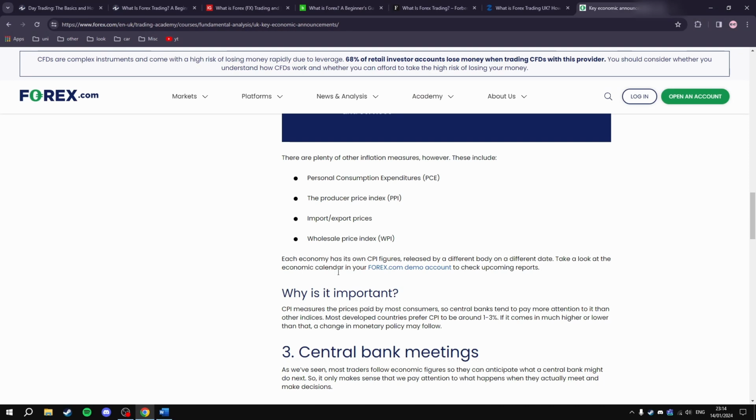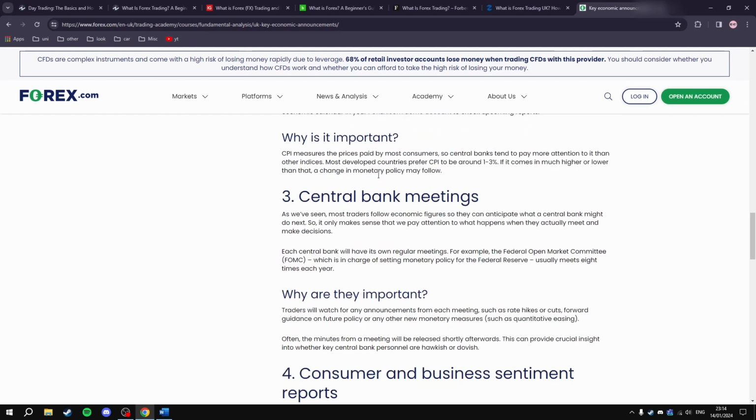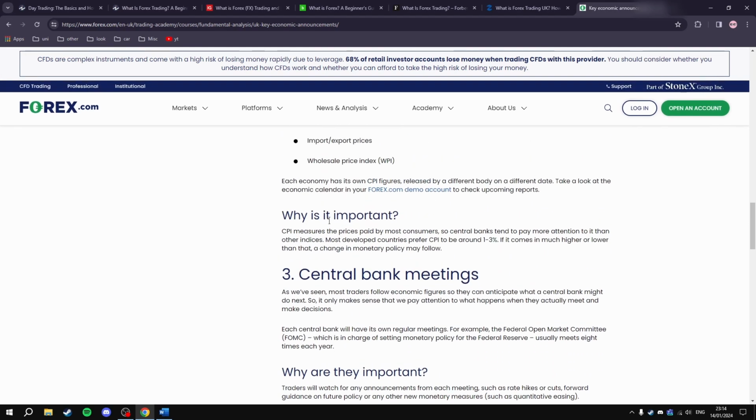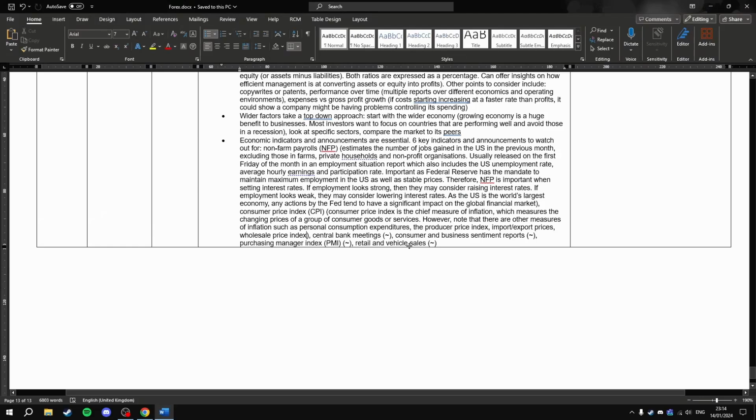Each economy has its own CPI figures released by a different body on a different date. Take a look at the economic calendar in your Forex.com demo account to check upcoming reports. Why is it important? CPI measures the prices paid by most consumers, so central banks tend to pay more attention to it than other indices.